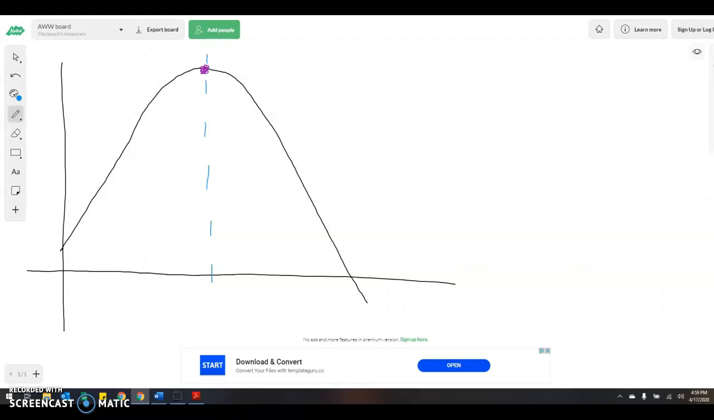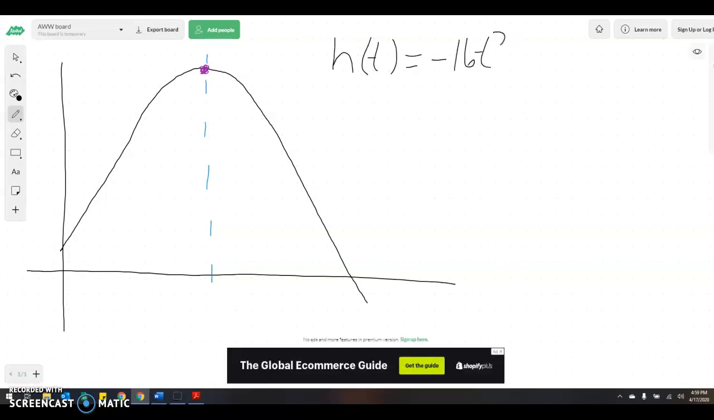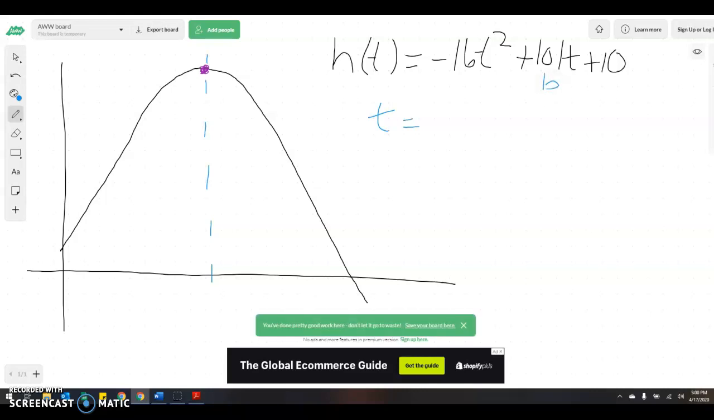And so this time, using the equation that was given, h of t equals negative 16t squared plus 101t plus 10, I'm going to plug into my axis of symmetry formula. That's going to give me t equals negative b over 2a. Well, this time b is 101 because it's the number in front of t. So the negative of 101 divided by 2a, and again, a is negative 16. So that's going to give me negative 101 divided by negative 32.